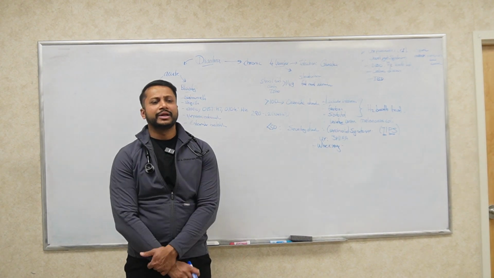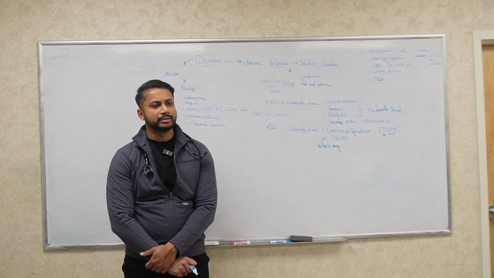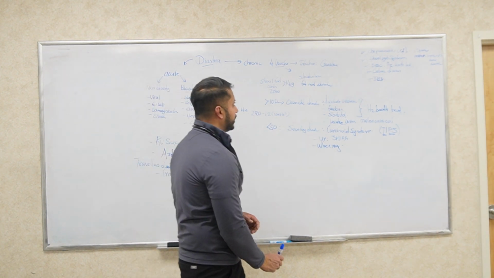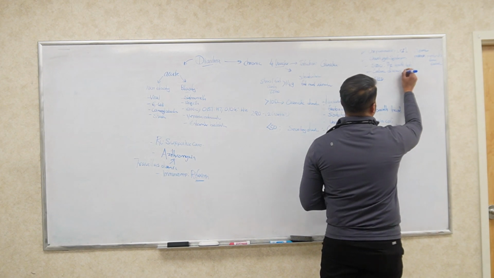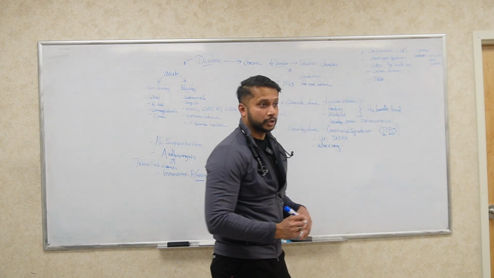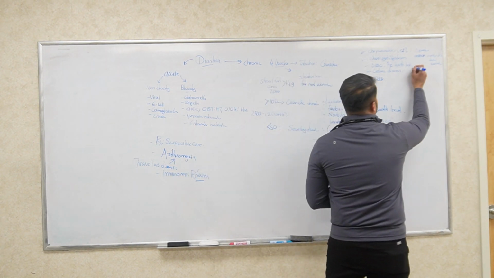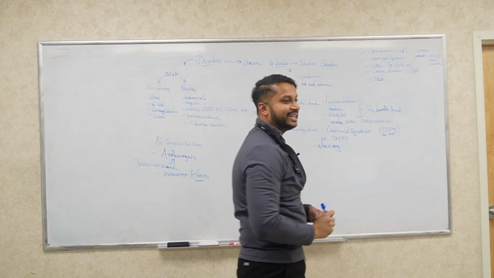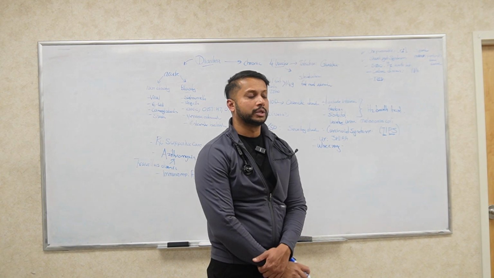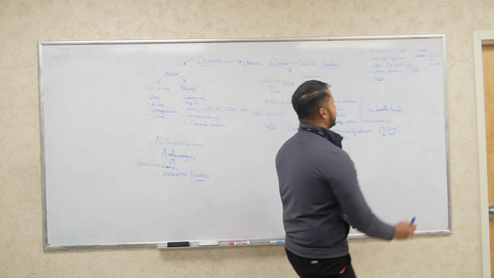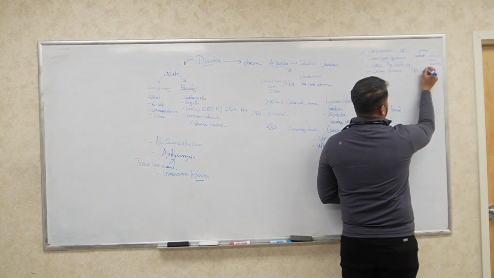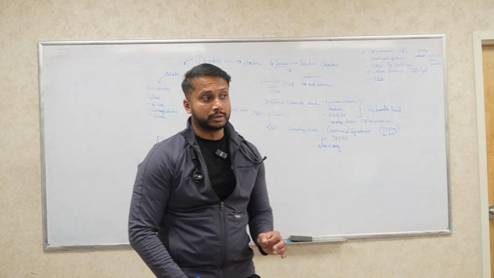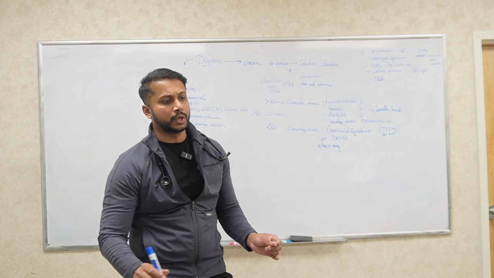If you suspect somebody having celiac disease, how do you test for it? You want to get tissue transglutaminase. Is it IgA or IgG? What do you want? IgA. You want to get IgA. So anti-IgA tissue transglutaminase is what you want. But when you order that test, what else do you want to order at the same time?